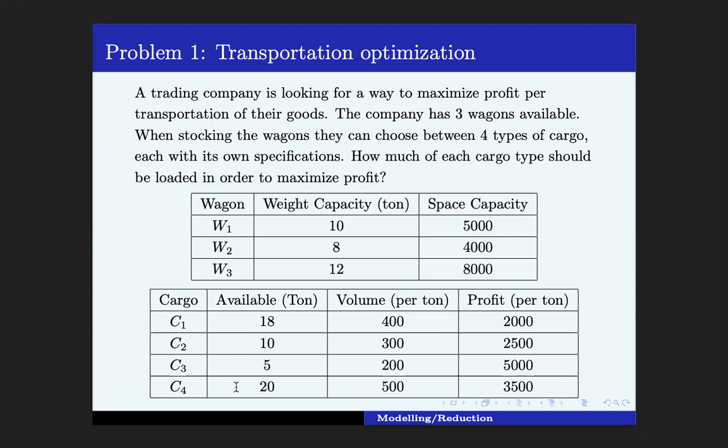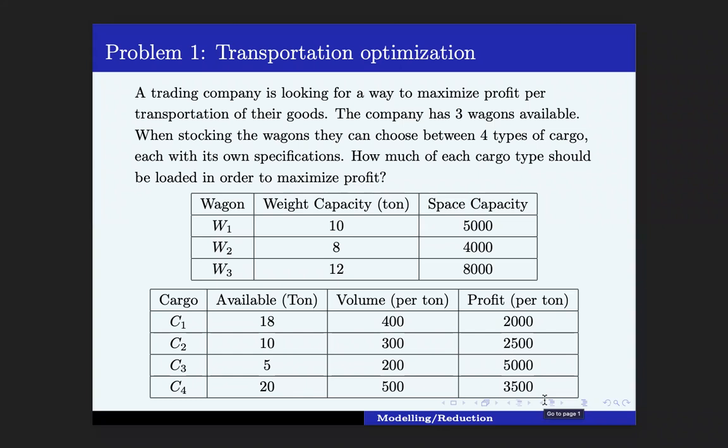Now what about wagon 3? Wagon 3 has 12 tons. Since wagon 3 has 12 tons, I can send all 12 tons from cargo 4, and this 12 tons will take 500 per ton, which is like 6,000 space, which is less than the limit. And the profit that I get is 12 into 3,500. So this is the profit that I can get. This is one particular way in which I can ship some of the objects.